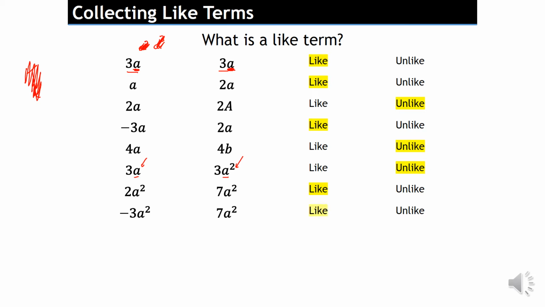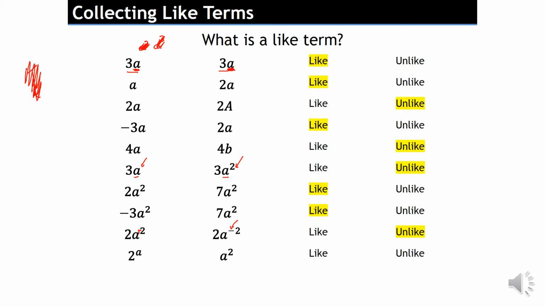Okay, this one is like as well, because again the algebra part is the same. They're both a squared, so that one is a like term. We could add them together if we wanted. Okay, so we've got 2a squared and we've got 2a to the power of minus 2, a bit of a hard one now. These ones are unlike, because they are both a, but this one is a power of positive 2, this one is a power of negative 2.